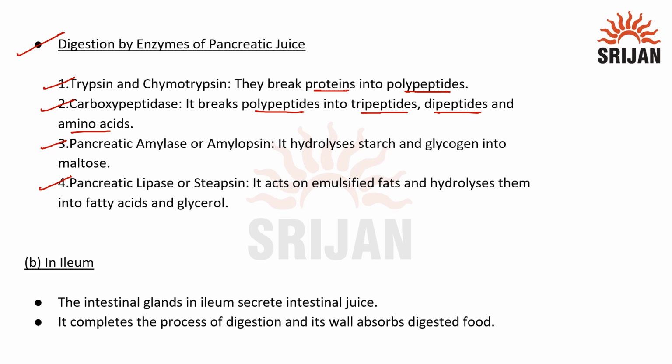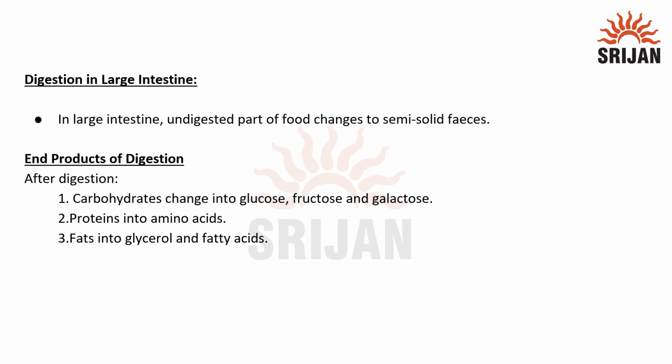Pancreatic amylase is responsible for hydrolysis of starch and glycogen into maltose, and pancreatic lipase acts on fat. It emulsifies fat and hydrolyzes it into fatty acids and glycerol. Moving towards the next part of the small intestine, it is the ileum. In the ileum, the intestinal gland secretes intestinal juice, which completes the process of digestion, and its wall absorbs the digested food.